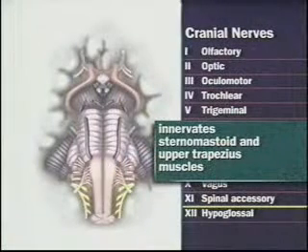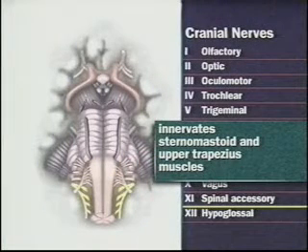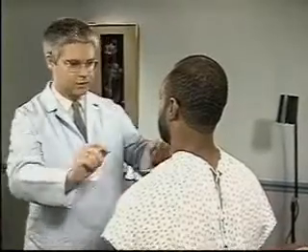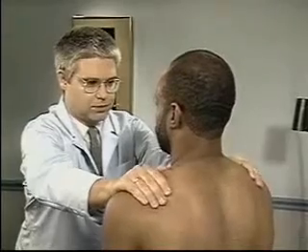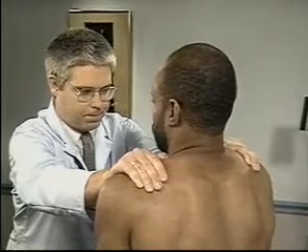Cranial nerve 11, the spinal accessory nerve, innervates the sternomastoid and upper trapezius muscles. I'm going to test the strength of your shoulders. To assess this nerve, ask the patient to shrug his shoulders upward against your hands. I want you to raise your shoulders against resistance. During this maneuver, evaluate the strength and contraction of the trapezius muscles. Relax.